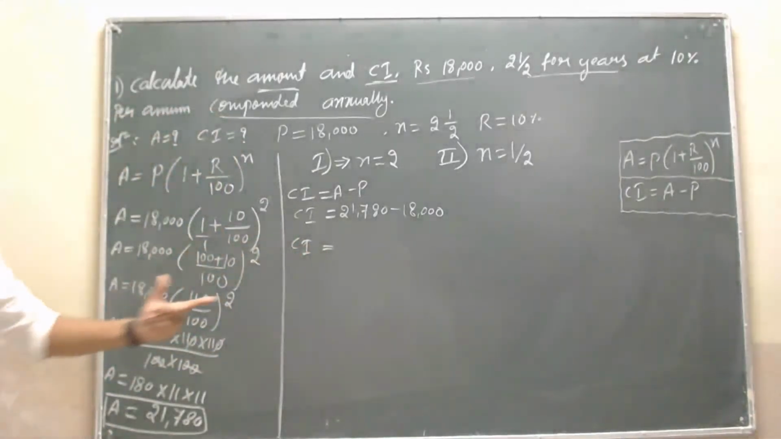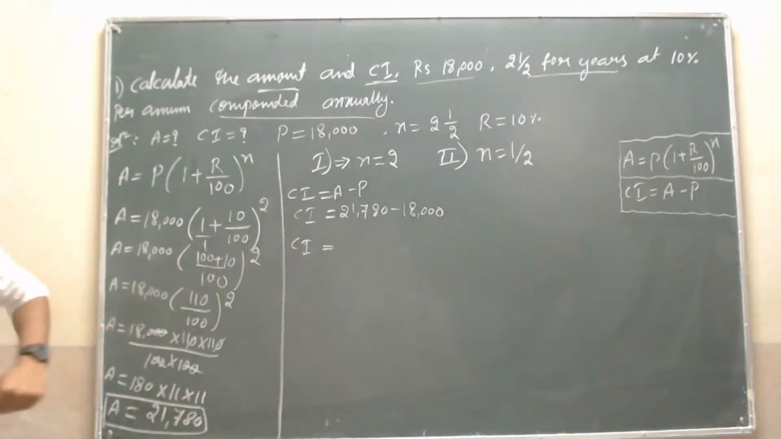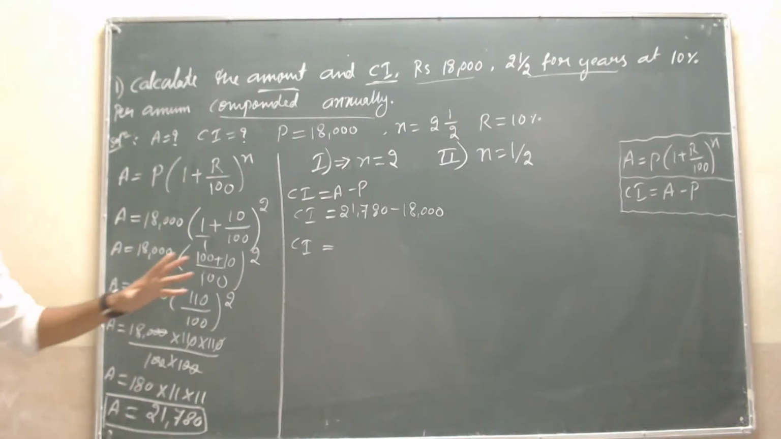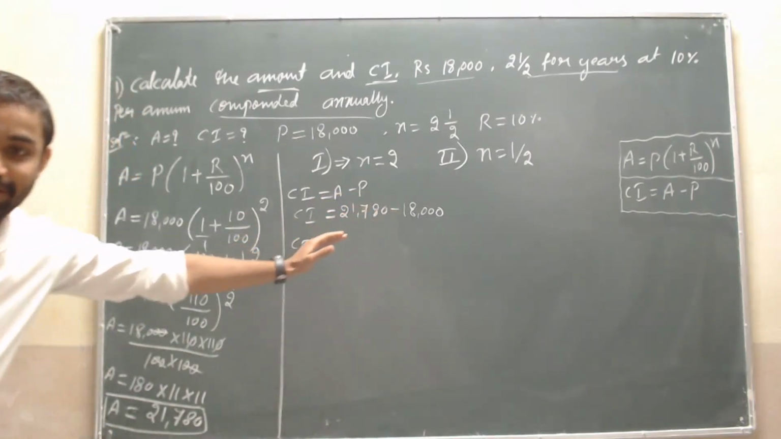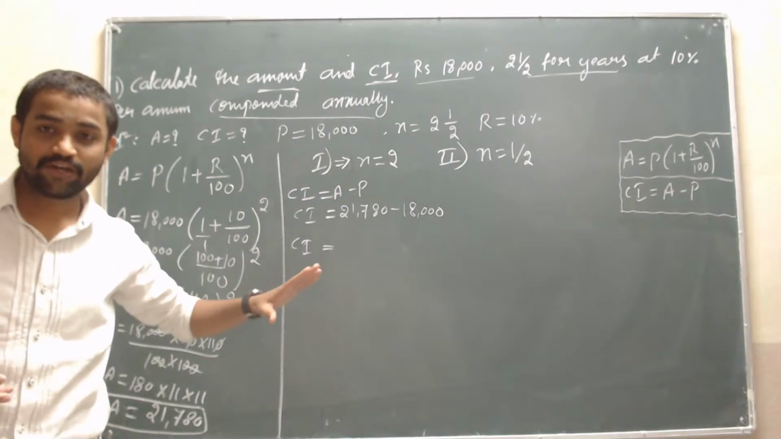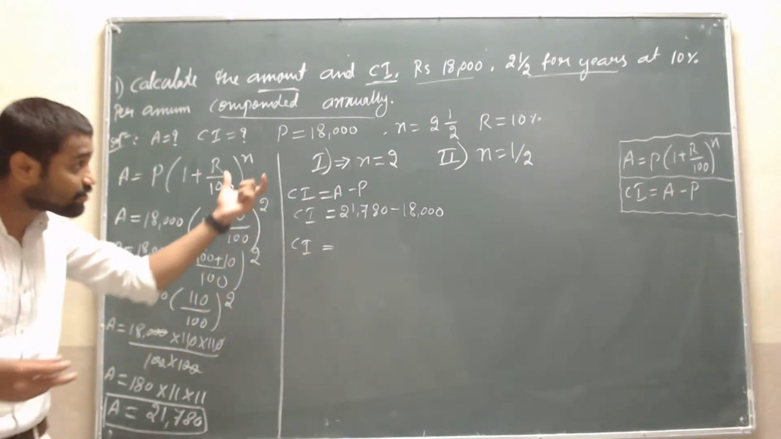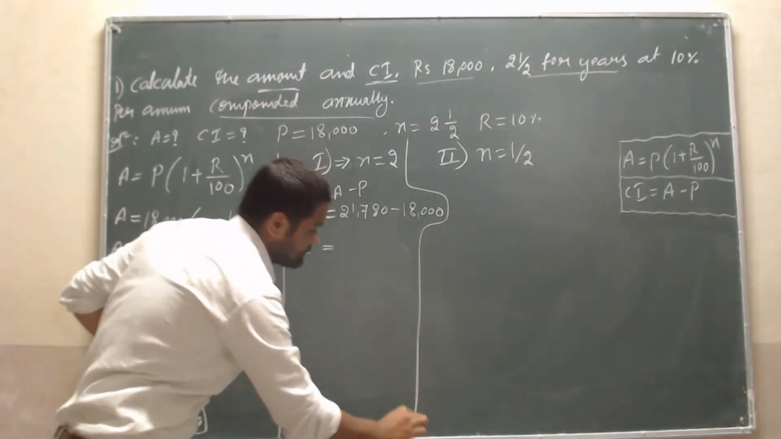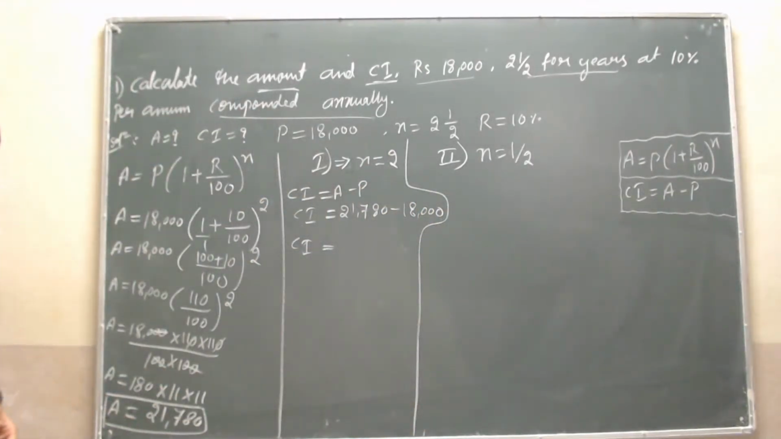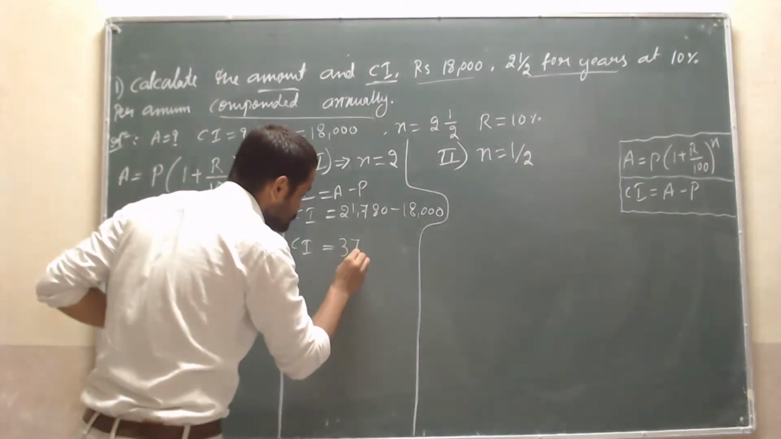What is the CI value? What is the compound interest value? Yes, 21,780 rupees, then minus, A minus P, that is 21,780 minus 18,000. What is the compound interest for 2 years? Here we are finding only for 2 years, isn't it? Yes, that is 3,780 rupees. Very good. Compound interest is 3,780 rupees.